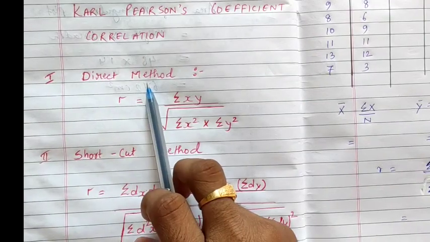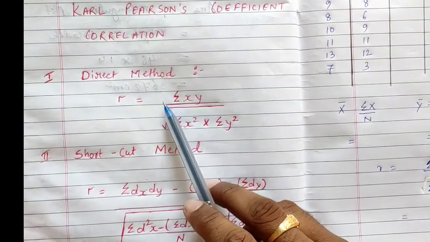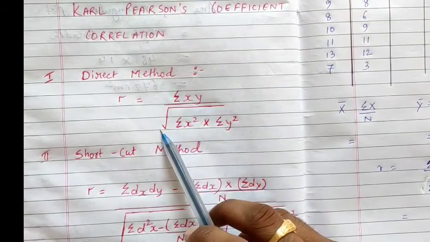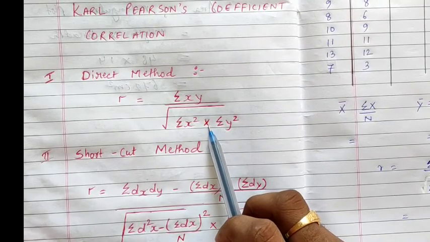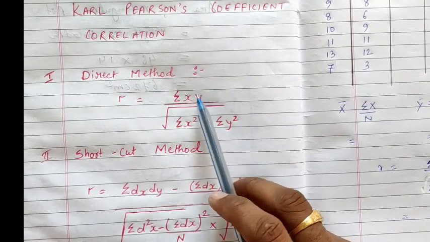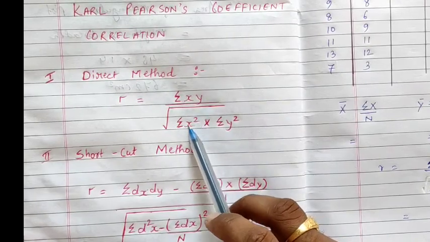So in the direct method, to calculate Karl Pearson coefficient, we use this formula: summation xy divided by under root summation x square multiplied by summation y square. Remember students, this is small letter x and this is small letter y, small letter x and small letter y.